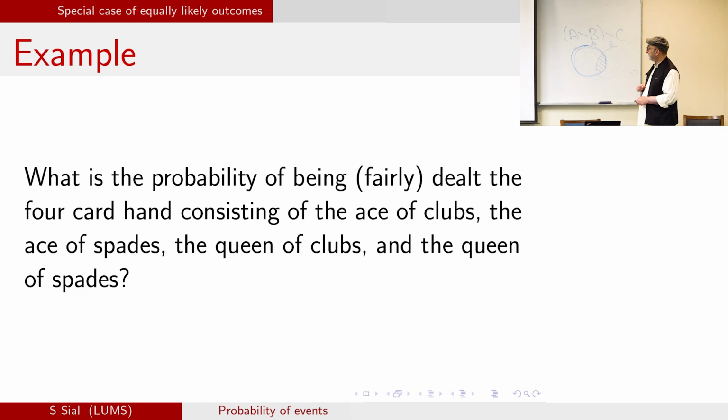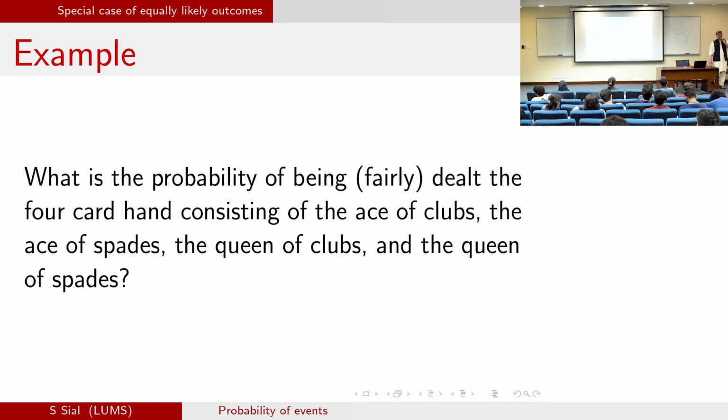So what's the probability of being dealt a particular 4-card hand? What's the probability of an outcome of having exactly the hand that has an ace of clubs, ace of spades, queen of clubs, and queen of spades? That's one outcome out of the 52 choose 4 equally likely outcomes. So by our rule, 1 divided by 52 choose 4.